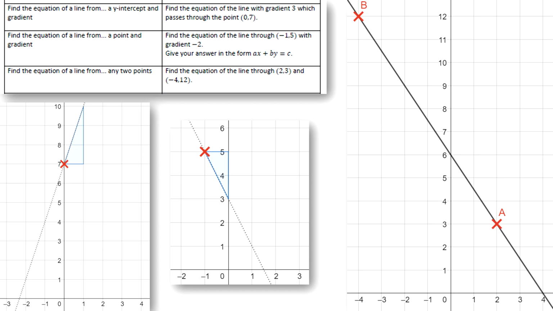Alternatively, the gradient and a single point would be sufficient. So if it's obvious what the y-intercept is, like in this case, it seems to pass through 0, 6, and we can double check that it is exactly 6, not 6.1 or something awkward like that, then you can use y equals mx plus c as soon as you've got a gradient. If not, well, we can use our special formula for the equation of a straight line that you'll study in more detail at a later date.